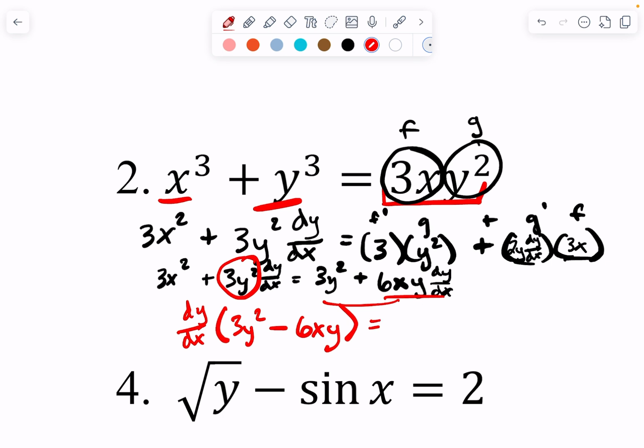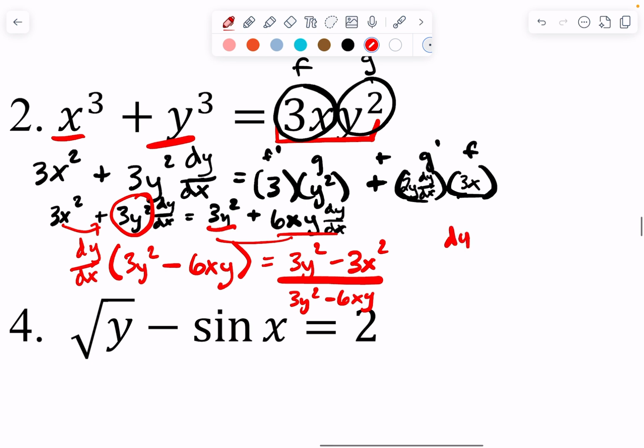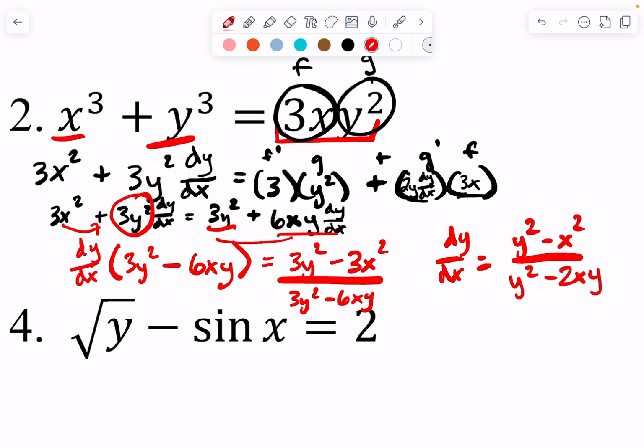Equals 3y squared, but now if I move that 3x squared over, it's minus 3x squared. Then I'm going to divide. This is what it will look like. The last thing I can do is divide everything by 3 if I want to. dy dx equals y squared minus x squared over y squared minus 2xy. That's what it will look like for the derivative.